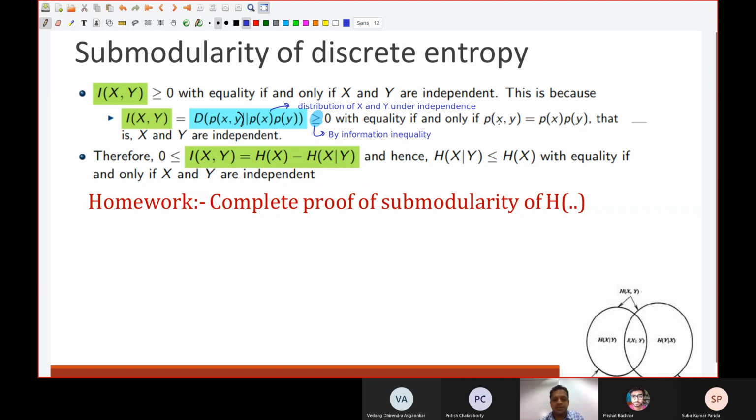So this is interesting. Now what is this saying? It's saying that h of X given Y is less than or equal to h of X, with equality only if X and Y are independent. Another way of looking at this is h of X given Y is less than or equal to h of X given the empty set. So you could view h of X as h of X given the empty set.